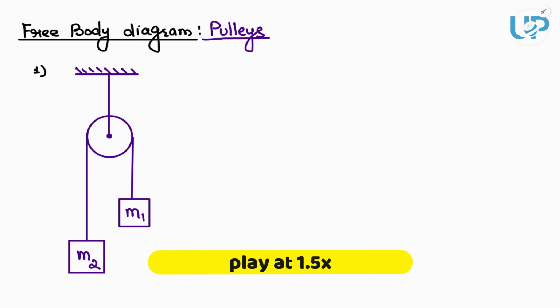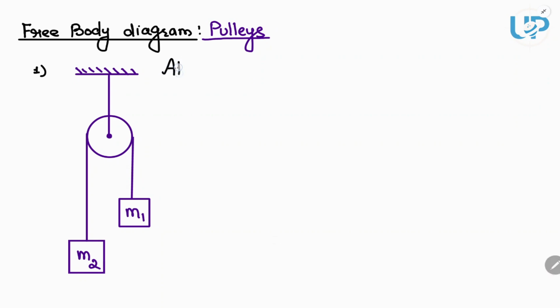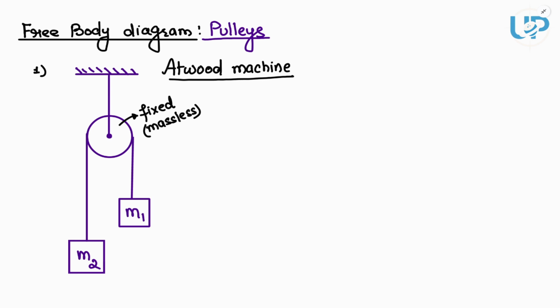So this is the first free body diagram for pulleys. This is a simple Atwood machine, beta. In this case, two masses are hanged on each side of a string which is connected to a fixed pulley. So this pulley is fixed and this pulley is also massless. When the pulley is massless, the tension on each side of the pulley in the same string will be same. We have to remember that.